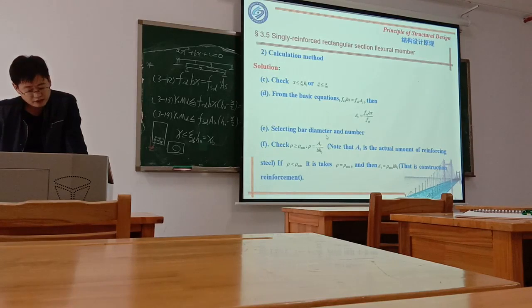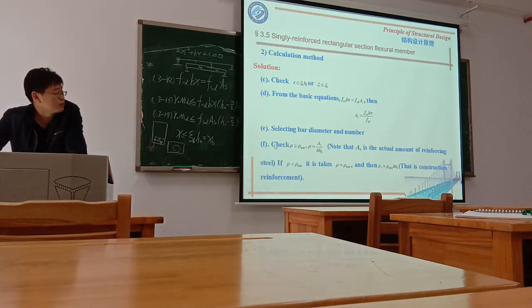So the diameter and the number. Make sure your total area is at least equal to AS, larger or equal to AS. Then check the reinforcement ratio. First, you should make sure it's larger than this minimum value.